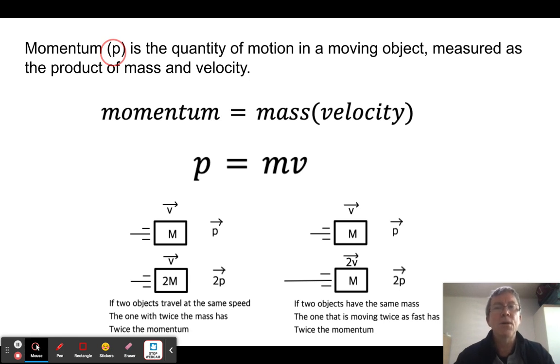So P is basically equal to mass times velocity. Momentum is mass times velocity. It's equally dependent on both. It's just the product of the two. So, for instance, if I have two objects traveling at the same velocity, but one of them has twice as much mass, it will have twice as much momentum. Similarly, if I have two objects of equal mass, and one of them is traveling twice as fast, it will have twice as much momentum.